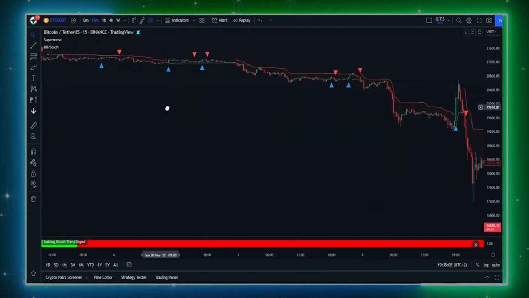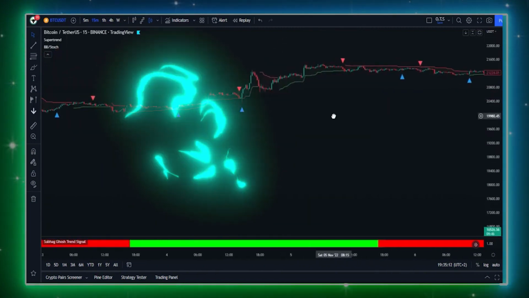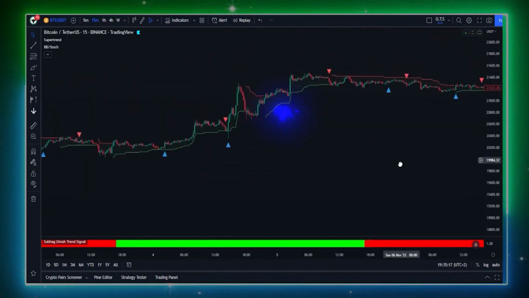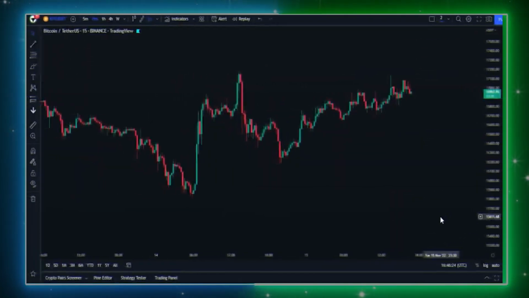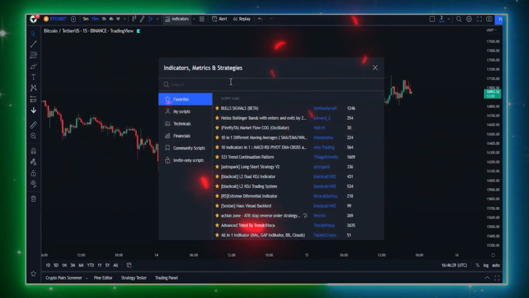Well, these are the signals in general, and after applying trend indicators, we can identify entry points easier, and we can use any buy and sell indicator with the system. The second system in this video is the EMA chain system, which is one of the most common systems for determining the direction of the trend.